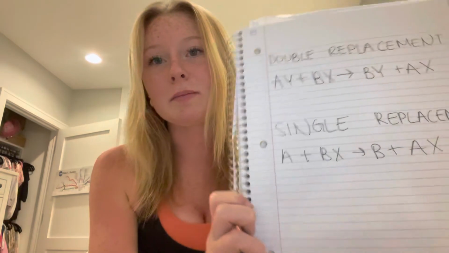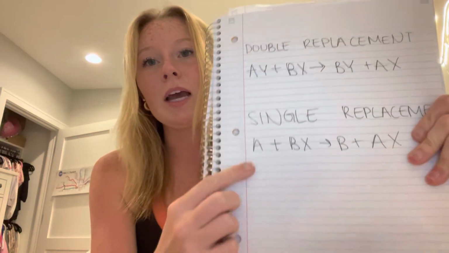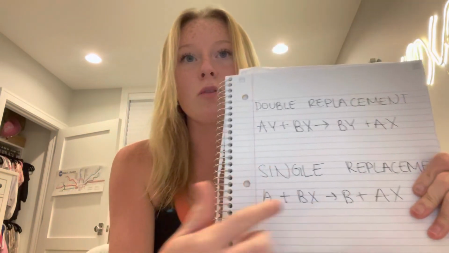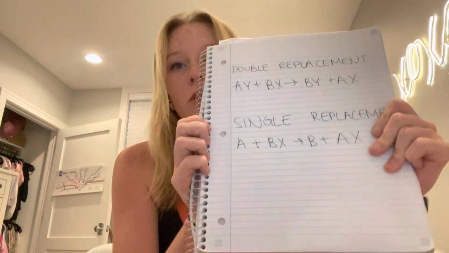And single replacement is kind of similar, but it only has 2 different, or 1 element is substituted, not both. Here are some examples of these chemical changes that are happening.